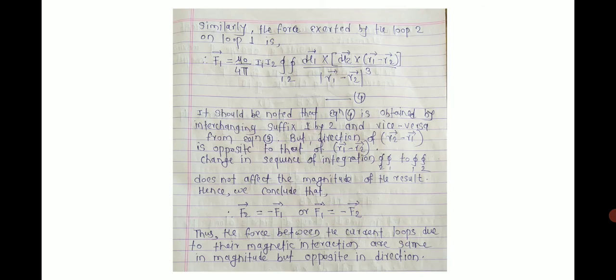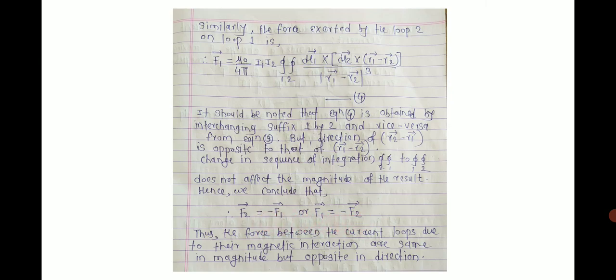It should be noted that equation 4 is obtained by interchanging suffix 1 and 2 and vice versa from equation 3, but the direction of R2 minus R1 is opposite to that of R1 minus R2. The change in sequence of integration from 2, 1 to 1, 2 does not affect the magnitude of the result. Then we conclude that from equation 3 and 4 the magnitudes are the same, but the direction will be opposite, and we conclude that F2 is equal to minus F1, or F1 is equal to minus F2.